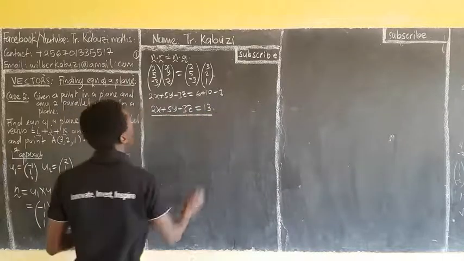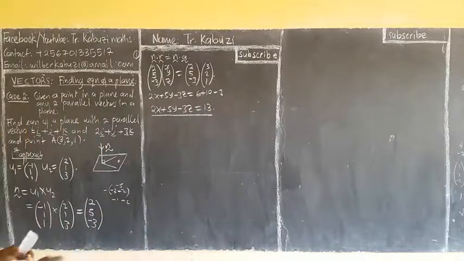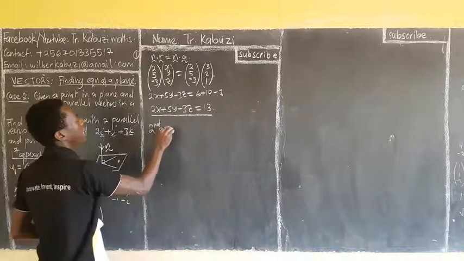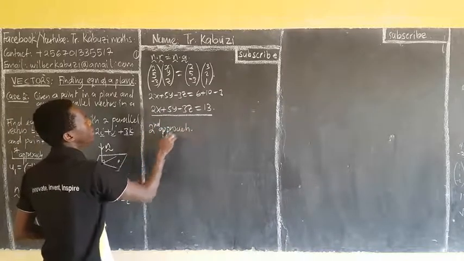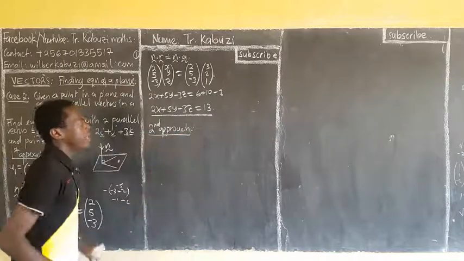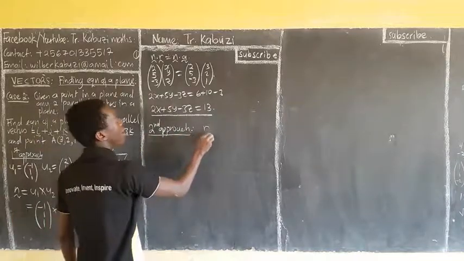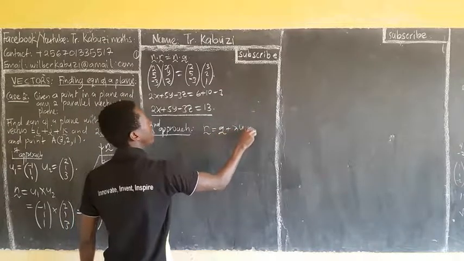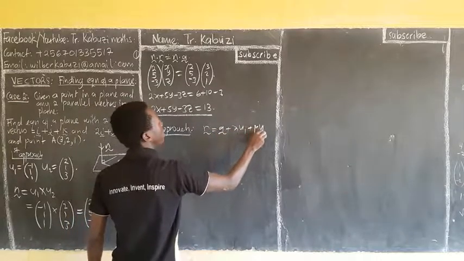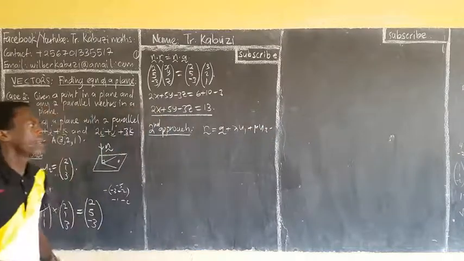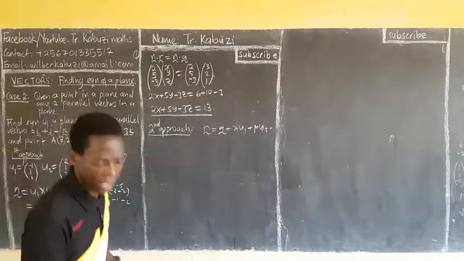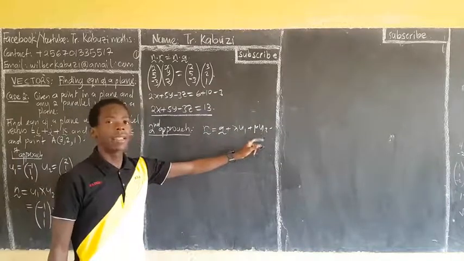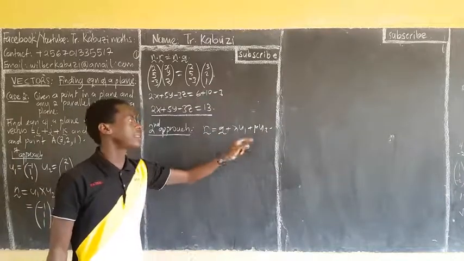Now, the second approach we are going to use is, if you have any two parallel vectors, you can use the second equation, which says that always our r is going to be r0 plus lambda u1 plus mu u2. The idea is we need a point and then two parallel vectors. Now we have these two parallel vectors in a plane, so these parallel vectors are in the plane.